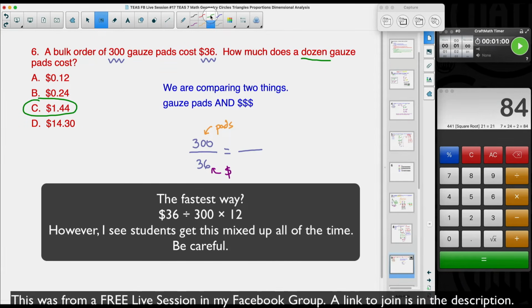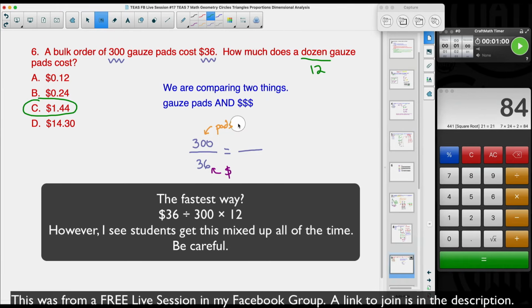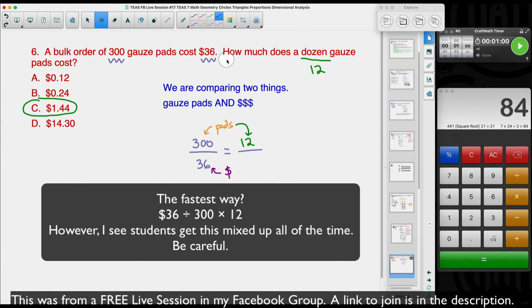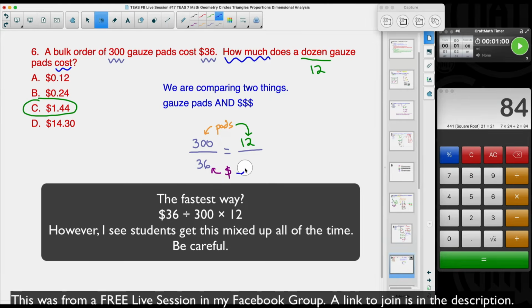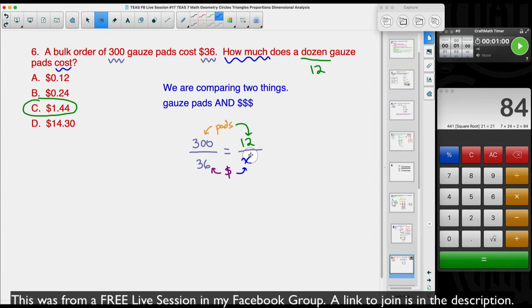So now if we go back to our problem, the question says, how much does a dozen, that's 12, how much does 12 of these gauze pads cost? So this 12 is talking about gauze pads. Since I have that at the top, I'm going to put 12 at the top. The question says, how much do they cost? We don't know, so I'm going to put an x down here at the bottom. Proportions are fine when you're comparing two things.